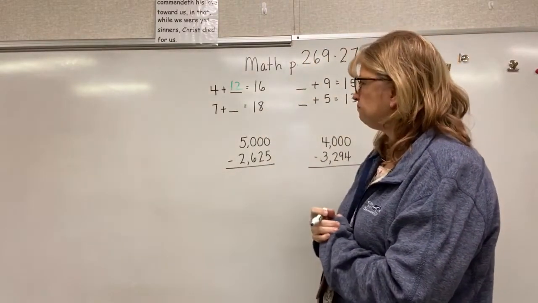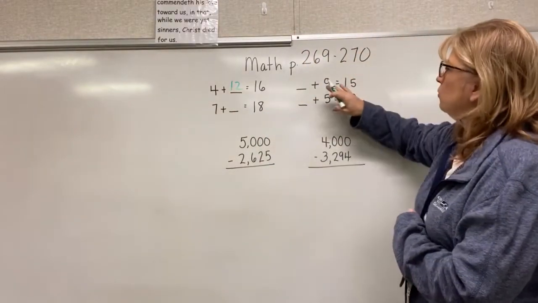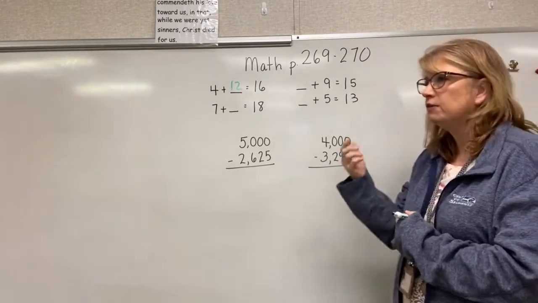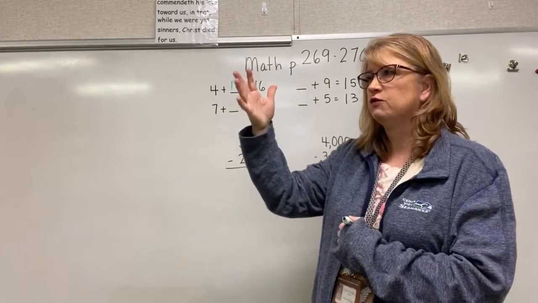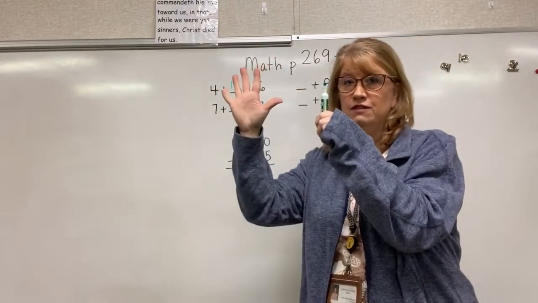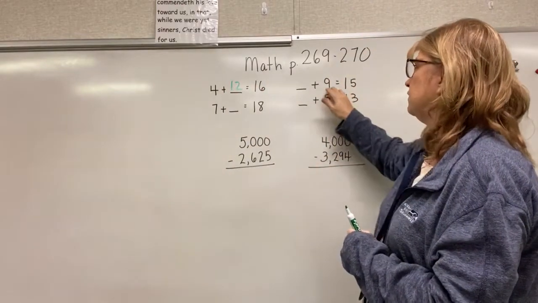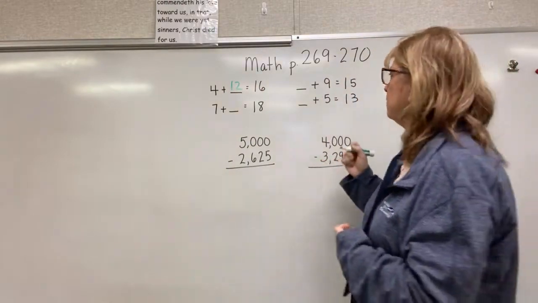Let's go to this one. What plus 9 equals 15? Yeah, you can count that up. 10, 11, 12, 13, 14, 15. And that would be 6. Or you could do 15 minus 9. Same thing.